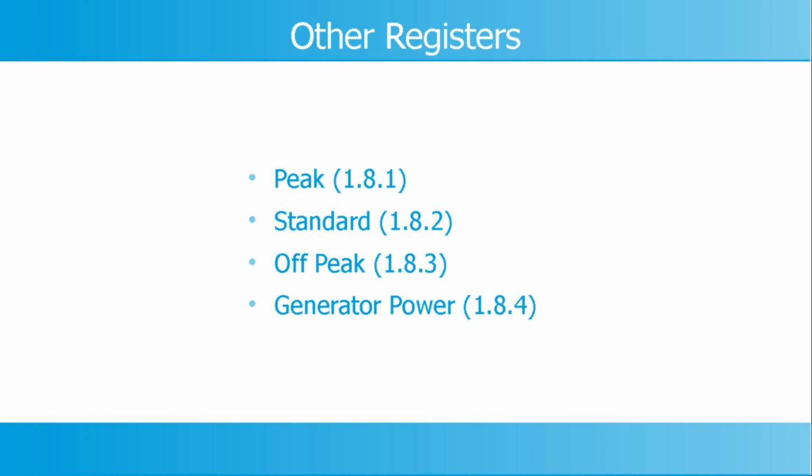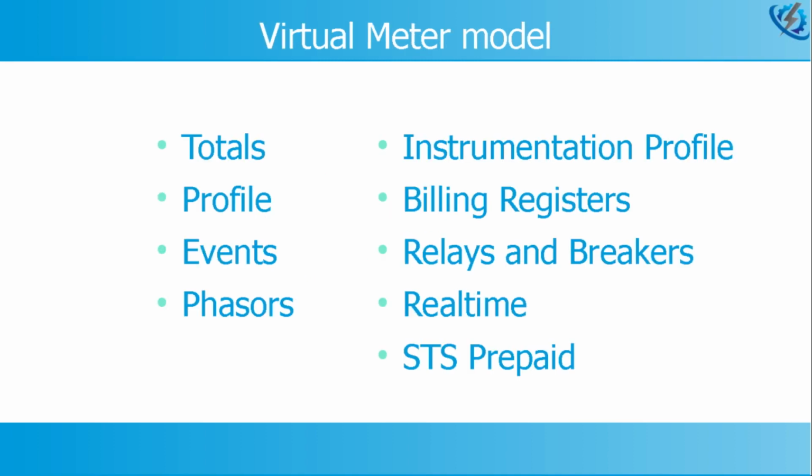The OBIS codes for time of use registers is usually peak 1.8.1, standard 1.8.2, off-peak 1.8.3. As a side note, the generator power is usually put into 1.8.4. The meter is told that the current power is generator power by a wire coming from the generator that gets pulled high. Next we have relays and breakers.